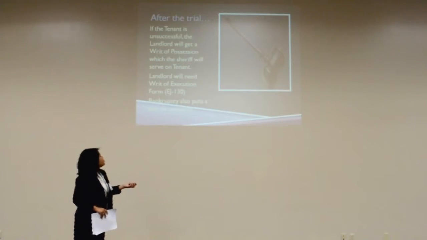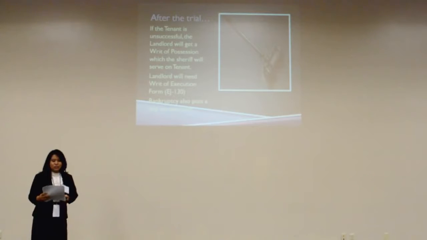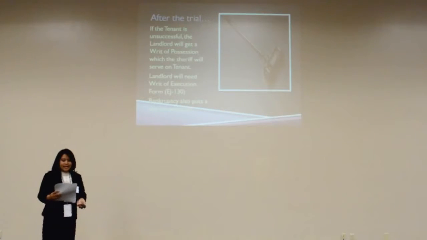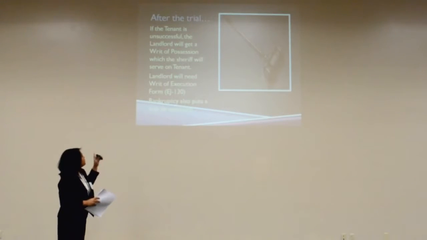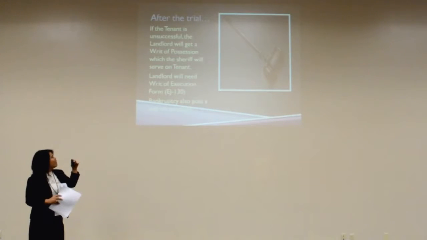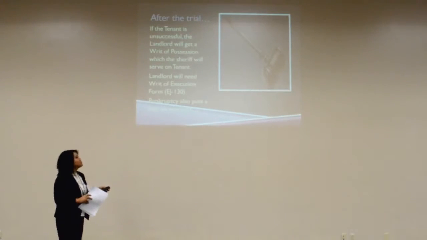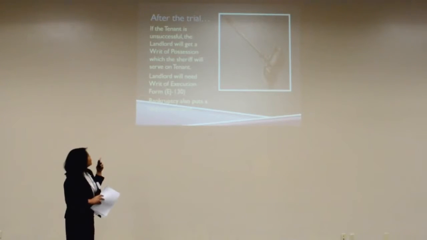Then after the trial, assuming the tenant is unsuccessful, the landlord will get a writ of possession, which the sheriff will serve on the tenant, and the landlord will need to complete the writ of execution form. It's on California court forms, it's going to be EJ-133. EJ stands for Enforcement of Judgment. So you need that form.